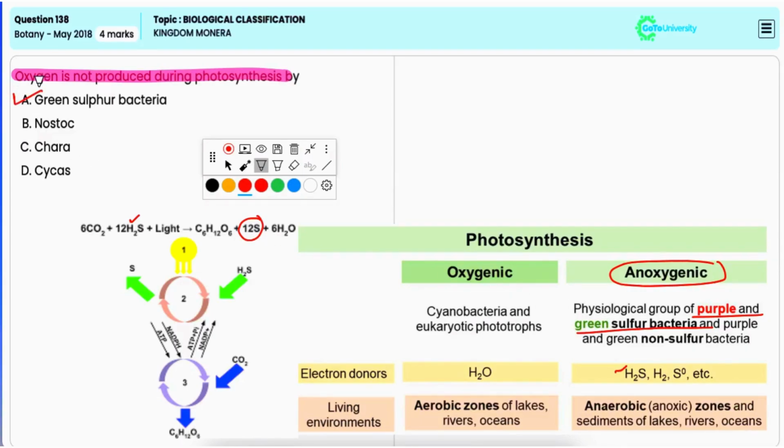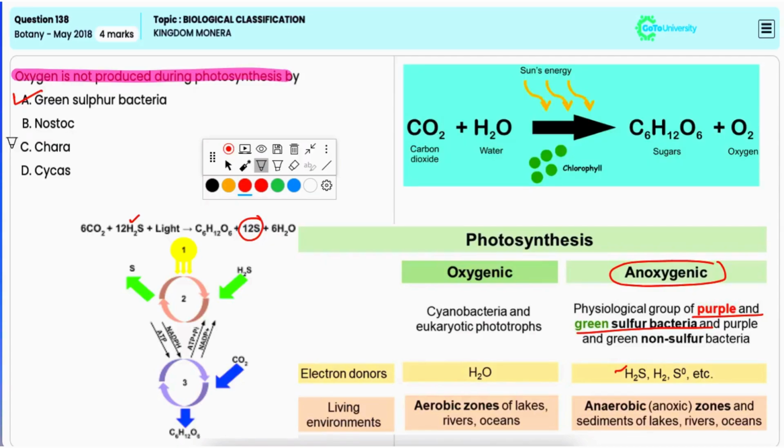Option B, Nostoc. It is incorrect because Nostoc is a cyanobacterium that performs oxygenic photosynthesis. That is, they use water as an electron donor to produce oxygen during photosynthesis.